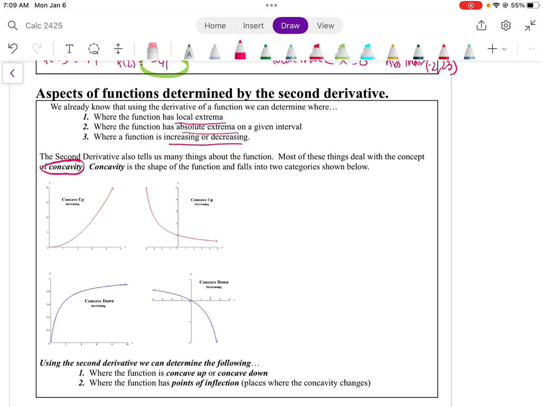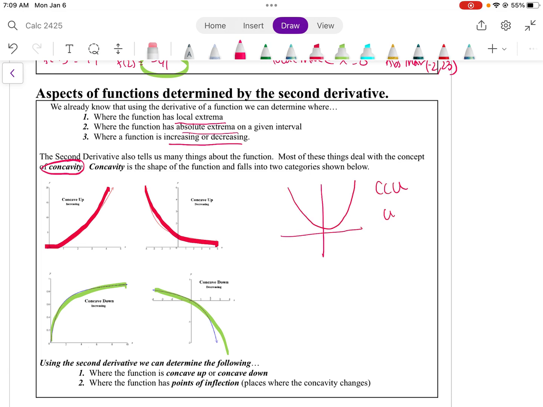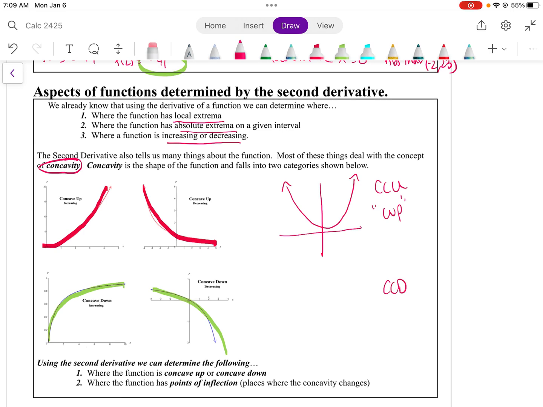concave down. So below here are some examples of something that is concave up, right? Concave up bends like this or like this, and concave down bends like this or like this. Generally, just to keep these in our minds correctly, we usually say concave up, CCU, like a cup. That's an easier thing to remember. And concave down, or CCD, like a frown.